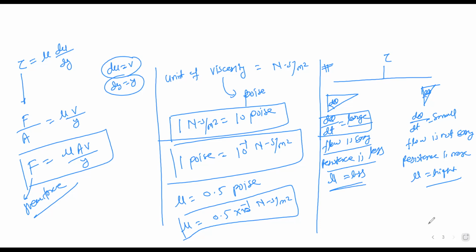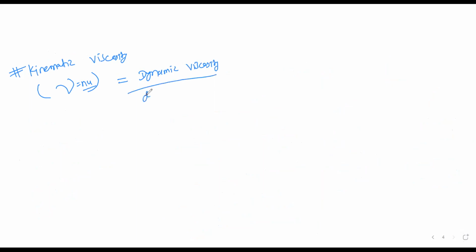Next, we'll move to the next property, the kinematic viscosity. That was your dynamic viscosity; this is your kinematic viscosity. Kinematic viscosity is represented by nu, and it is the ratio of dynamic viscosity divided by the density of the fluid. So it is given as mu by rho, and the unit of kinematic viscosity is meter square per second.